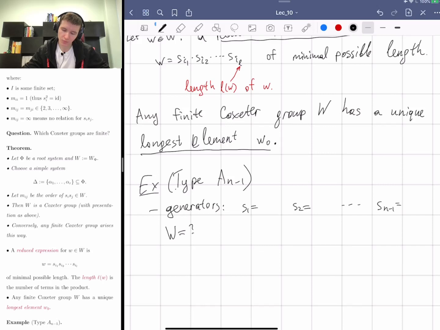Yeah, so let me remind you of the simple roots. Does anybody remember the simple roots in this case? Right, but which ones are the simple ones? Okay, thank you. So the simple roots are e1 minus e2, e2 minus e3, and so on, up to en minus 1 minus en. So this was alpha 1, alpha 2, all the way up to alpha n minus 1.